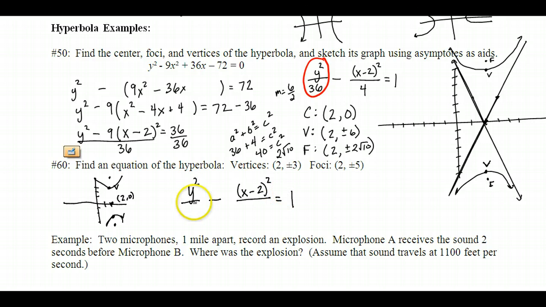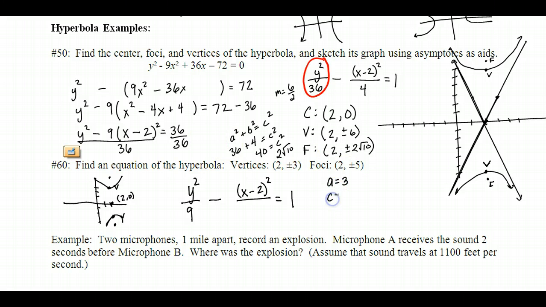Now we know that in this first fraction, the distance from our center to our vertex is going to be that a that we need in the denominator. So center to vertex, okay, great, that's 3. 3 squared is 9. Therefore, I can write down, I know that a is 3.